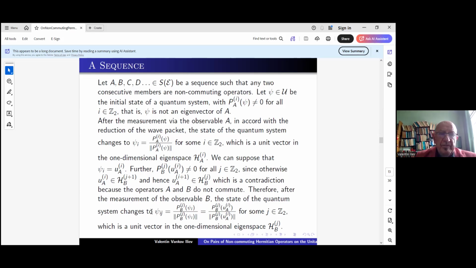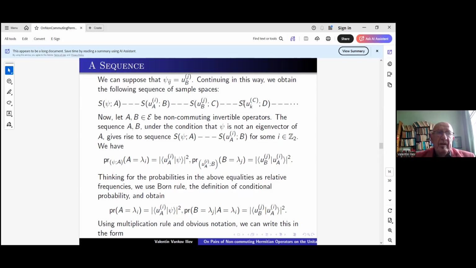So after the measurement of observable B, the state of the quantum system changes to psi_ij, this vector, which is a unit vector in the one-dimensional space H_Bj. So we can suppose that it is U_Bj. So we continue in this way and we obtain the following sequence of sample spaces here. And now we'll consider those sequences for two operators, A and B, in this order, A, B.